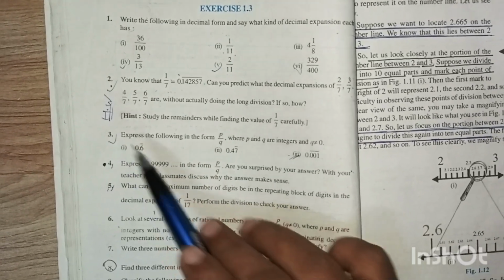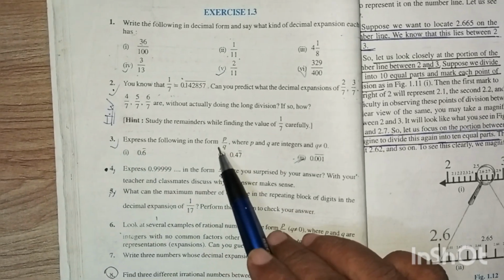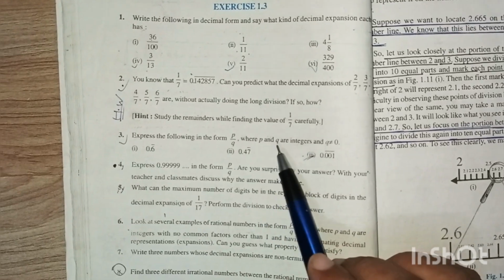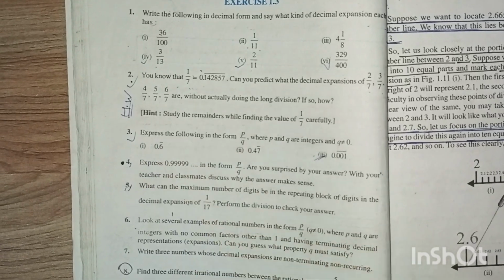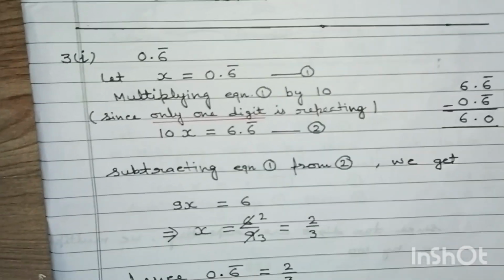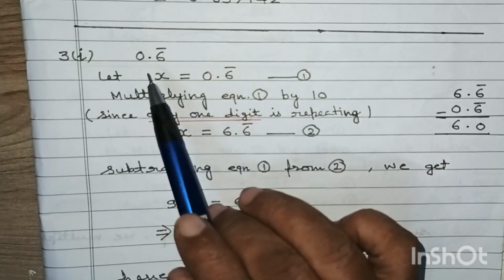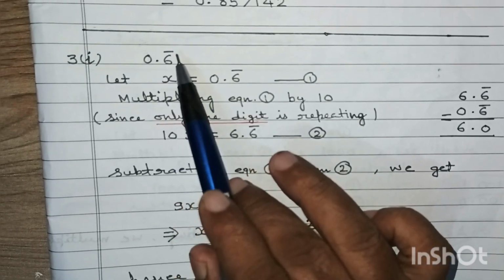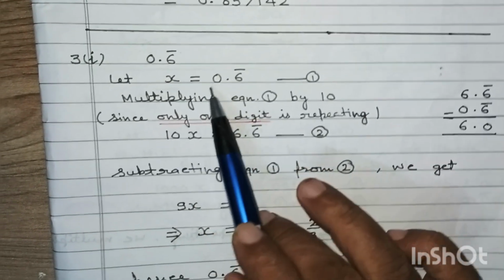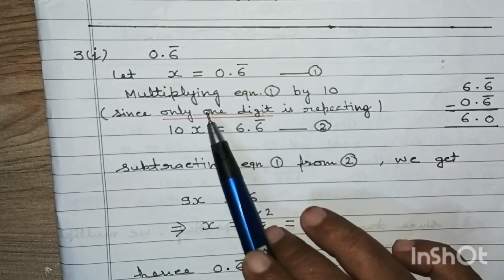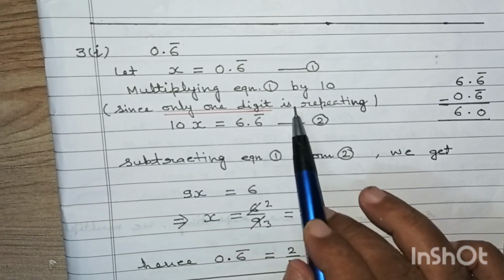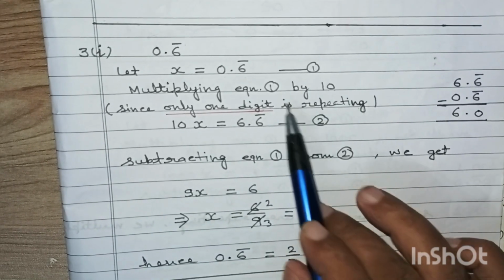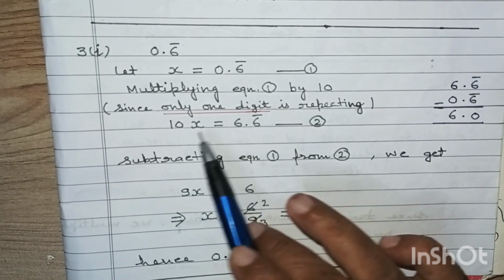Now question 3. Express the following in the form of p by q, where p and q are integers and q is not equal to 0. First part is 0.6 bar. Let x equal 0.6 bar. Multiplying equation first by 10. Why? Since only one digit is repeating, we multiply it by 10.